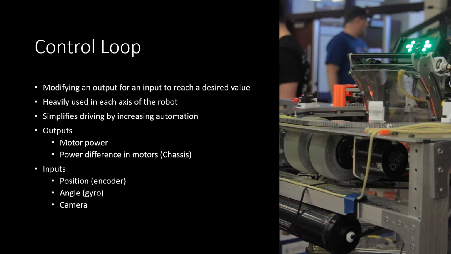Some of the outputs that we have for a control loop are usually motor power, or say you want your robot to drive straight, it can be the power difference between the motor sides in the chassis. Some inputs usually come from sensors, such as an encoder or gyro, or in this picture on the right, from our 2020 robot, a camera.